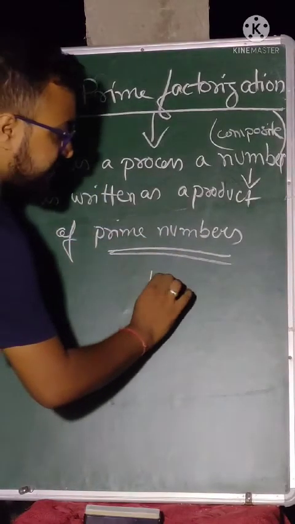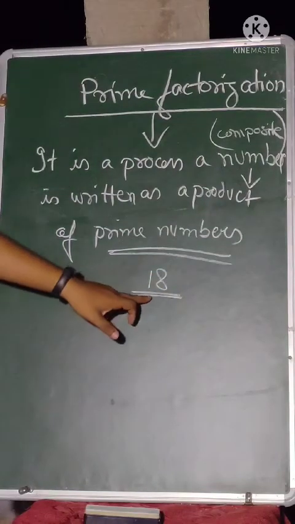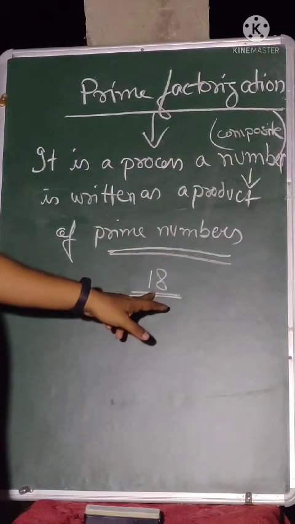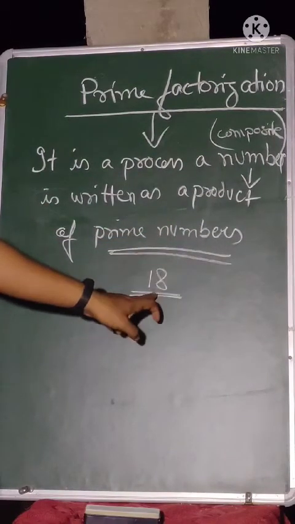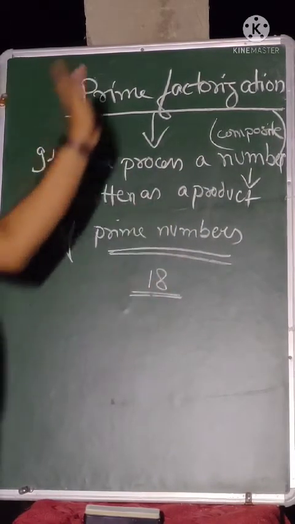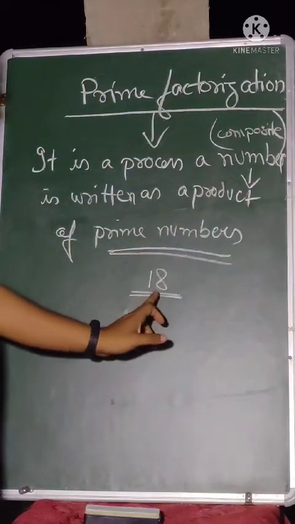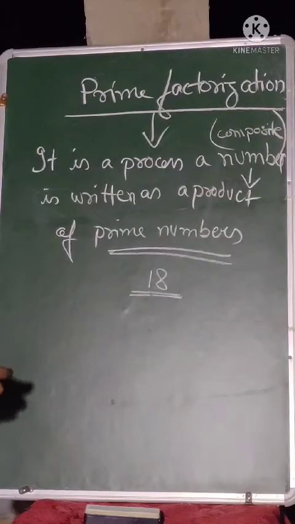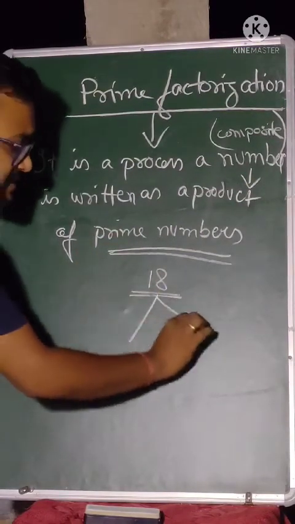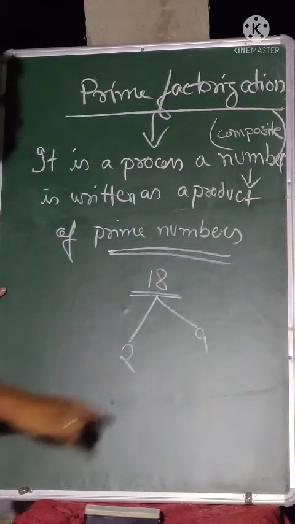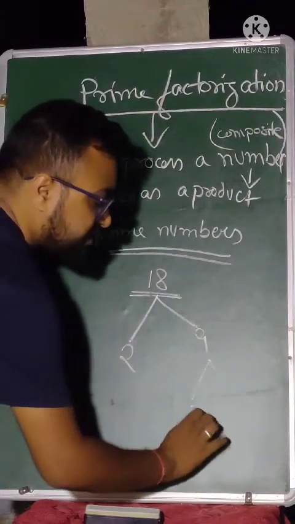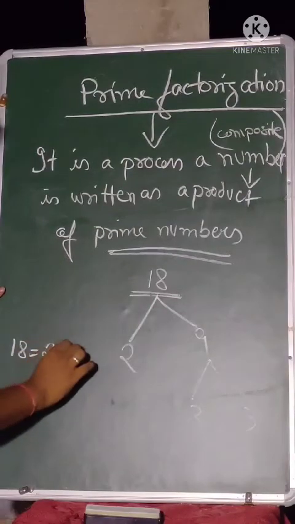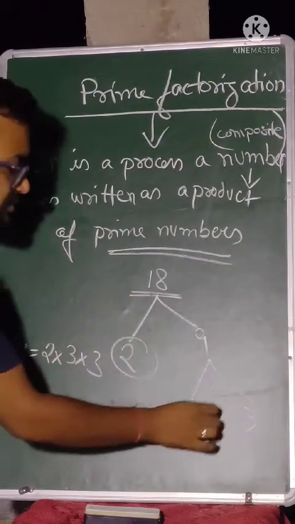For example, say 18. 18 is a composite number, which means it is not a prime number. We will write this 18 as a product of prime numbers. How? We can write 18 as 2 nines are 18. 9 can be further written as 3 into 3. So 18 can be written as 2 into 3 into 3.